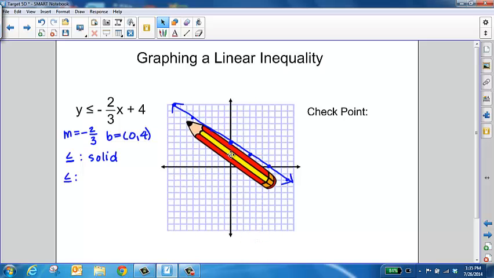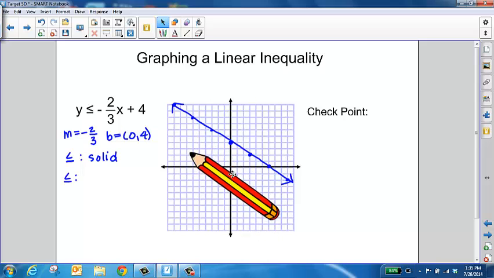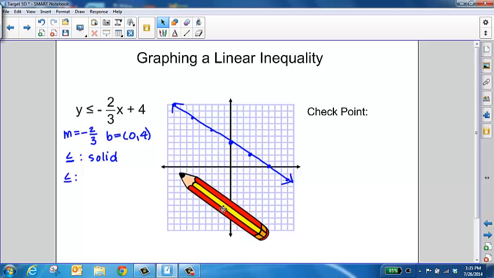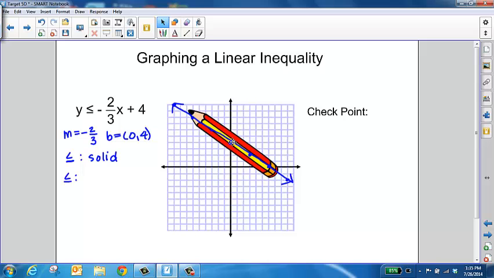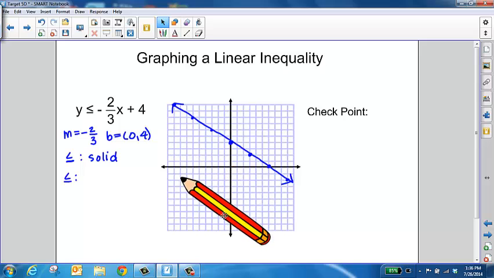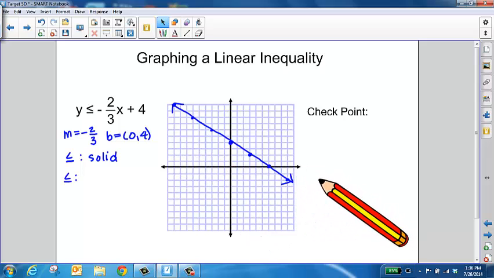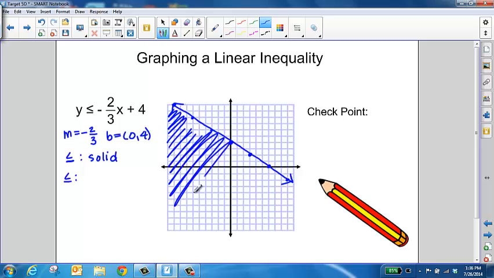As we move down, remember that means less than, because all of the y values are becoming less than that y-intercept. So since it is a less than symbol, when you have your pencil on that boundary line, we want to go down and we're going to shade under, because everything under this line is less than that y-intercept. So we're going to shade all of this section here.